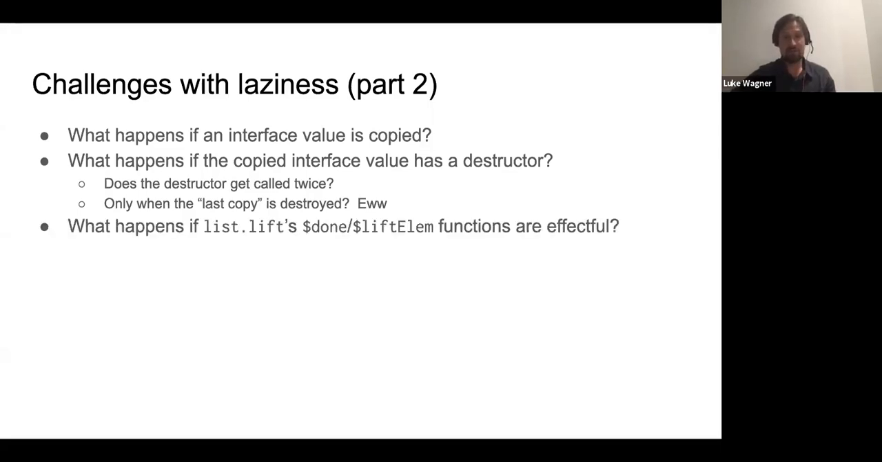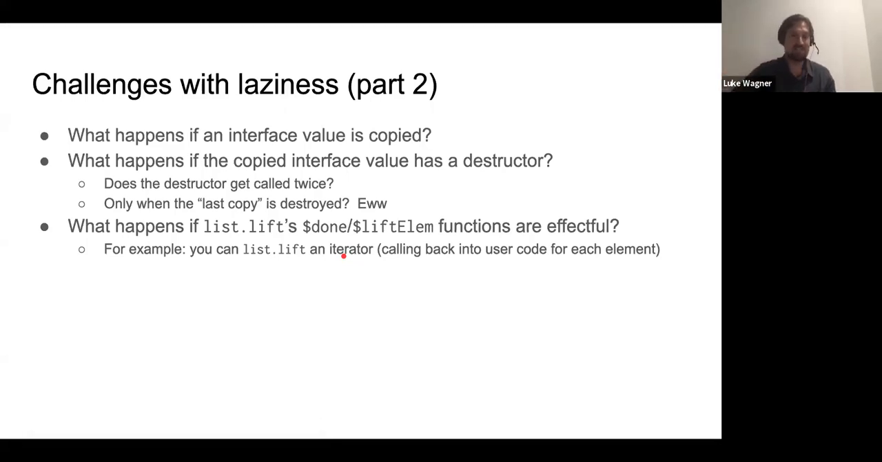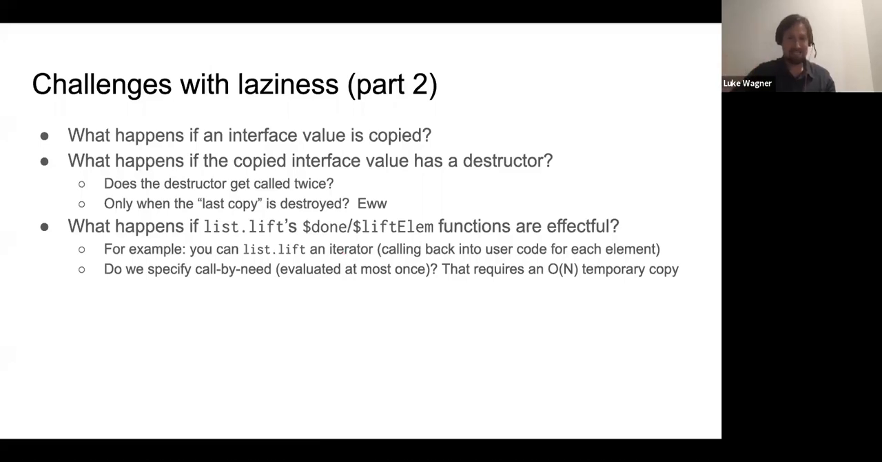Another challenge caused by the same issue is, what if these lift element functions are effectful? If I'm evaluating them multiple times, then the source module will be able to see the side effects multiple times. Like if I passed in a language level iterator, I will see it iterated twice if I just execute this thing twice. So do we specify call by need, which is to say, it's evaluated at most once, like the Haskell way? Well, if we did that, it would imply a potential temporary copy, because I need to make sure it's the same value henceforth. So I need to have held on to a copy of it. That's not a good option by our requirements.